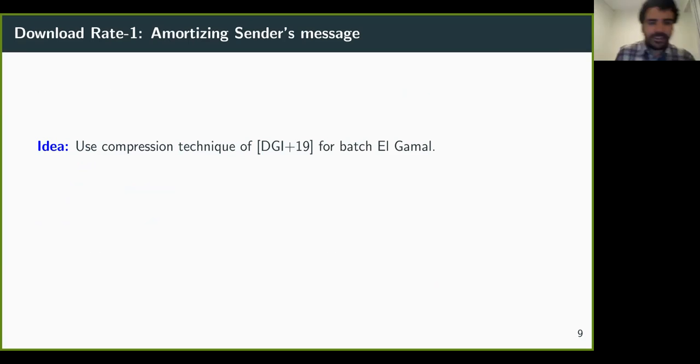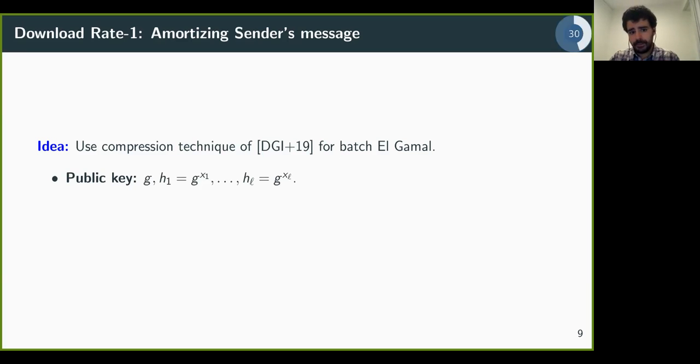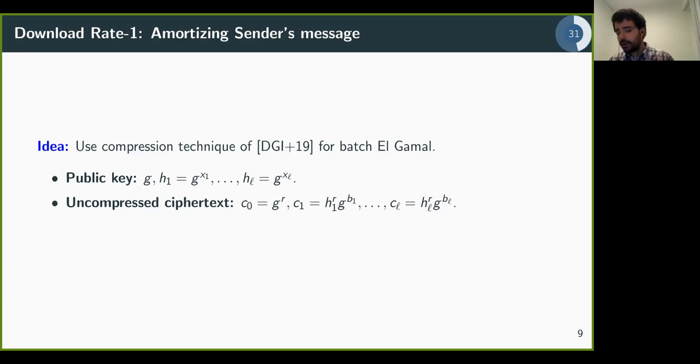All right. To get download rate 1, so to reduce the sender's message, we're going to use a ciphertext compression technique, which was presented in this work of Döttling et al. for the batch Elgamal encryption scheme. Recall that in the batch Elgamal scheme, the public key is composed of G and the components Hi, which are equal to G to the Xi. Now, an uncompressed ciphertext is essentially an Elgamal ciphertext for each of these components, and importantly, we use the same randomness R in each of these terms.